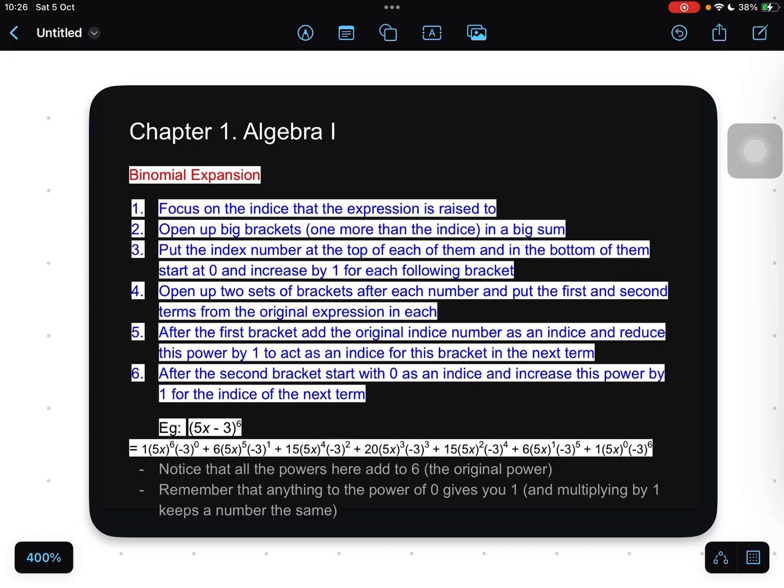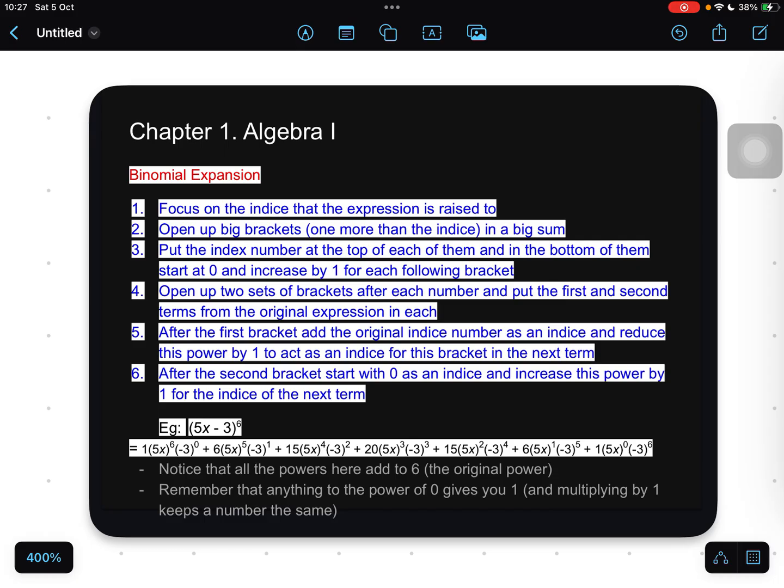We started by saying, what indice is the expansion raised to? Then we'd open up these big brackets. So for example, in this one, because it was a power of 10, I'm going to open up these big brackets where I can put 10 on the top of the bracket, and then I'll have choose 0, choose 1, choose 2 on the bottom. Then after each of those brackets, I'm going to have space to put in 2 more sets of brackets.